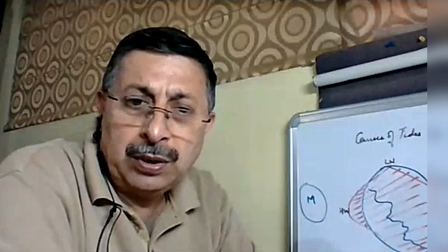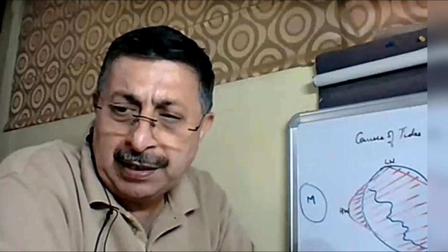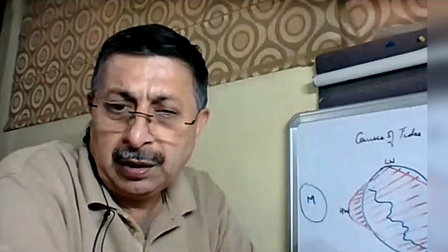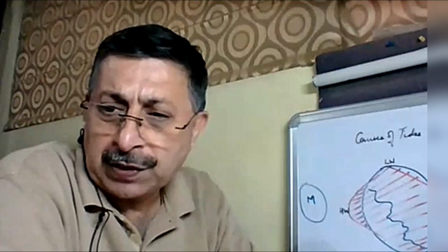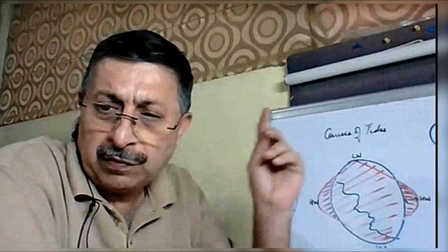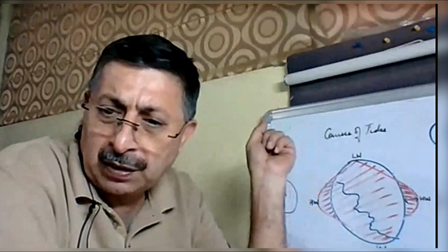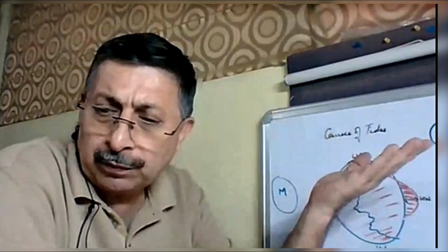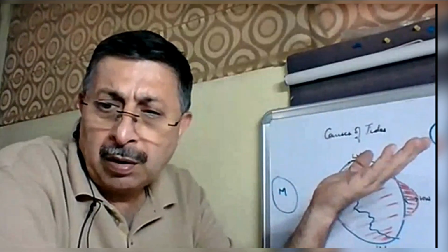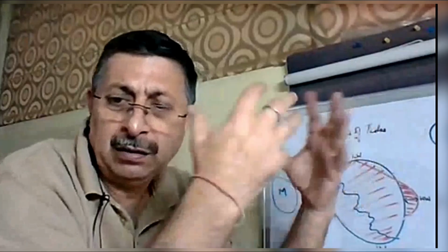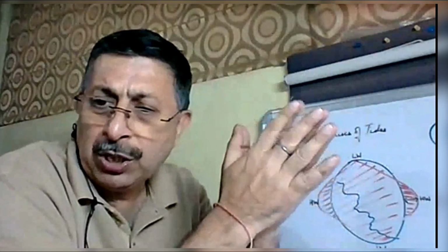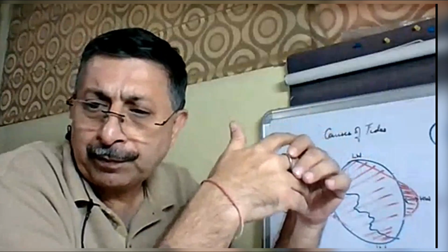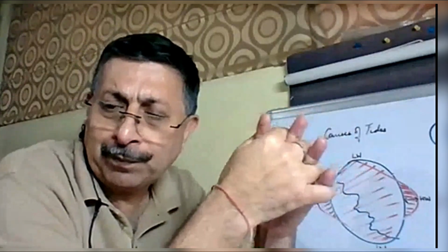So these tide tables are done by the Hydrographic Office. The Admiralty Hydrographic Office is in the UK, London. The Indian Hydrographic Office is in Dehradun. And they handle all the calculations of tides around the Indian coast and at the Indian ports.